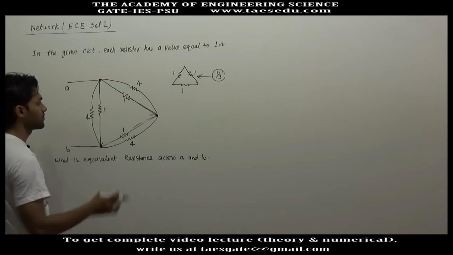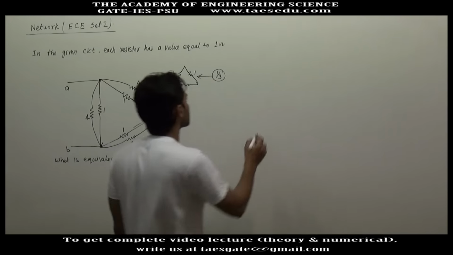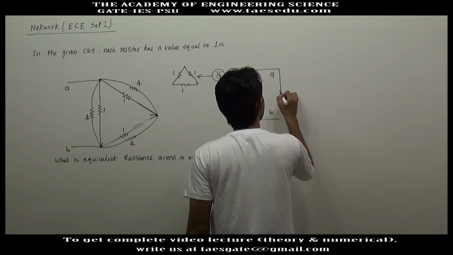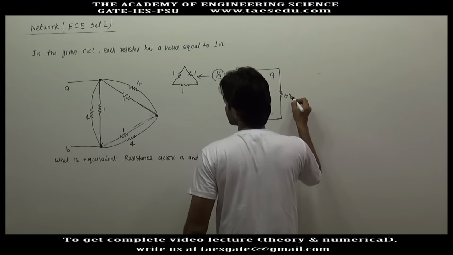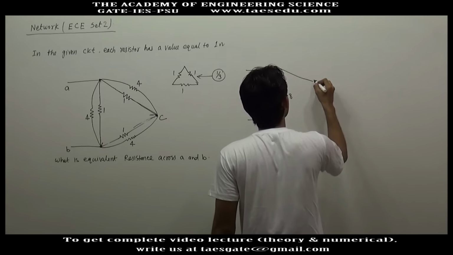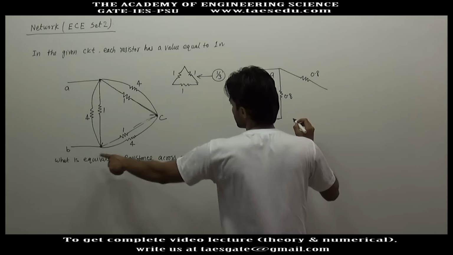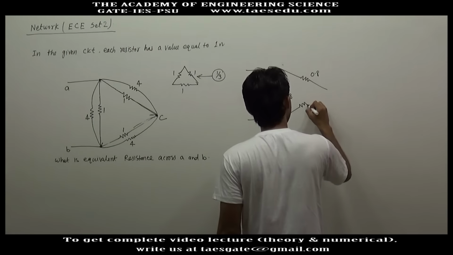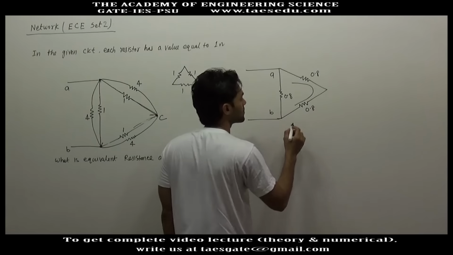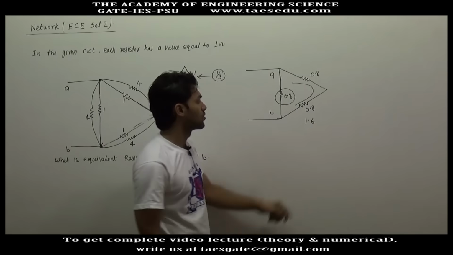Now these are in parallel. The parallel of 1 and 4 will be 0.8. This is terminal A, this is B. So across AB we will have 0.8. Let's say this is C terminal. So between A and C we will have 0.8, and between B and C again 0.8. These two 0.8 are in series. This is 1.6, and 0.8 is in parallel with 1.6.